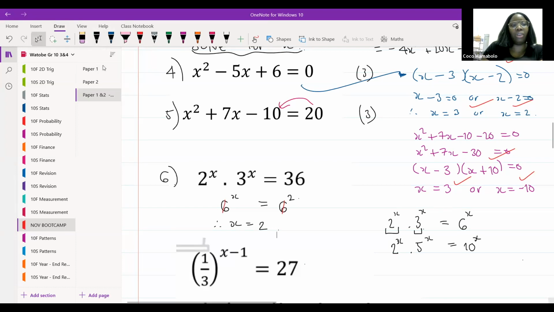Now, logic dictates that the other way we did it isn't wrong either. In that other one where we took 36 and wrote it as 2 squared times 3 squared, it's correct. That just means that x is equal to 2 in both instances. But we need to make sure that we are following the steps, because if we end up with a question that does not work out like this, then we're going to have a bit of an issue there.